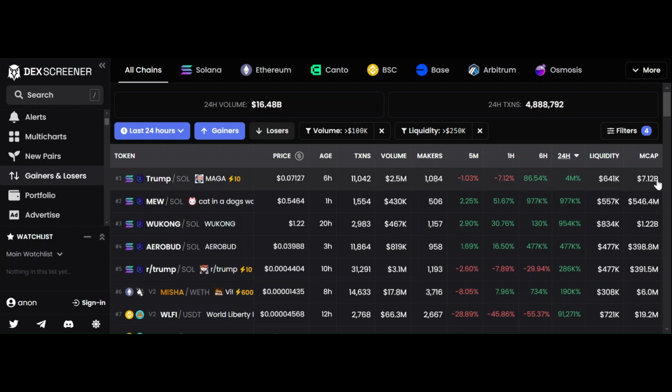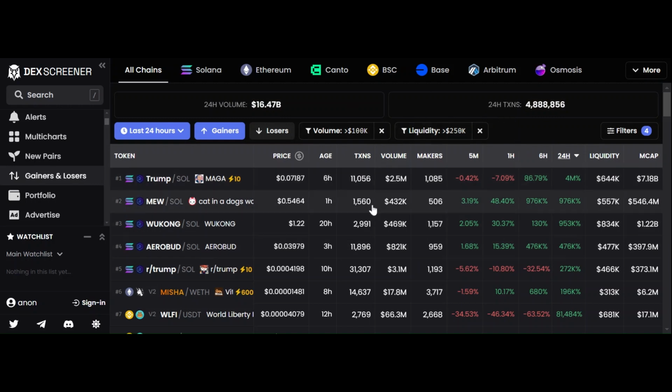965k percent. The market cap is 546 million. Liquidity is 556,000. This one's market cap is 7.2 billion. Liquidity, this liquidity is really low, but then it's a shitcoin, so it wouldn't really matter. So this is Trump slash Sol, right? Basically we're just taking a broad look around the app, right?